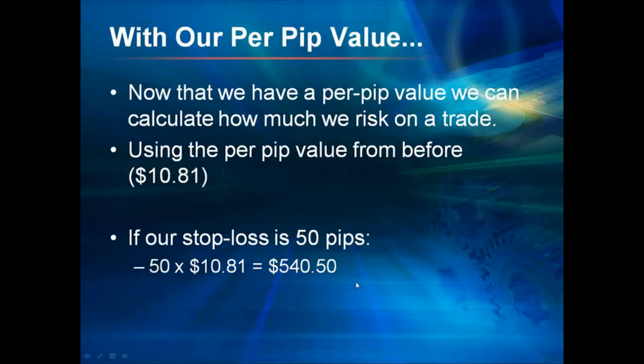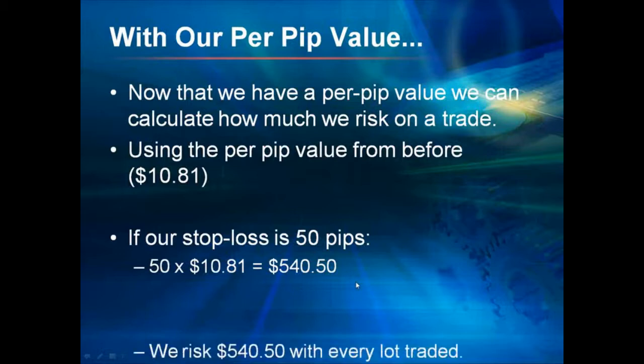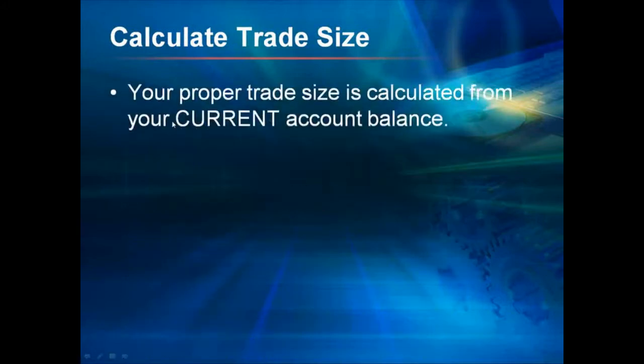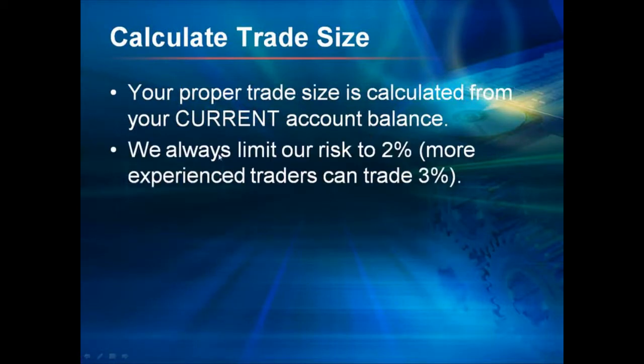Then we need to know how much is an acceptable risk for our account. So we're going to take this number and use that in just a second. So let's calculate a trade size. We calculate a proper trade size from your current account balance. We always limit our risk to a percentage. Normally you would use 2%. You would never want to risk more than 2% of your account balance on any given trade.